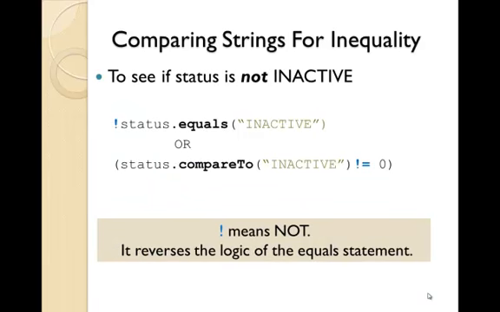And so to see if status is not inactive, you would use an exclamation point. You would use either one of the same two methods, the dot equals or the compareTo. But note that the exclamation point is what reverses the logic so that you will get what you are looking for.